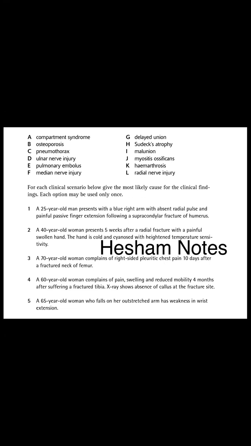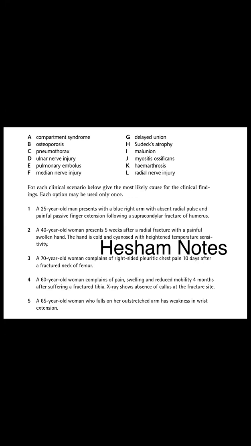4. A 60-year-old woman complains of pain and swelling and reduced mobility 4 months after suffering a fractured tibia, and X-ray shows absence of callus at the fracture site. This is a case of delayed union. Okay, we have time for fibrocartilaginous callus about 3 to 4 weeks, then the bony callus 2 to 3 months. Here in this patient, 4 months and there is no fibrocartilaginous callus or bony callus. This is a delayed union. Okay, 4 is G, delayed union.